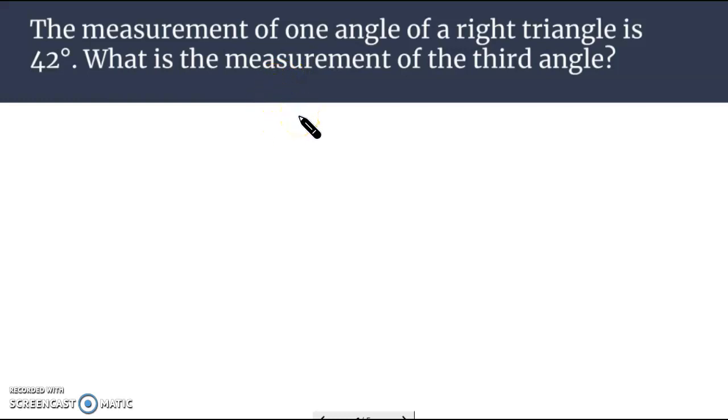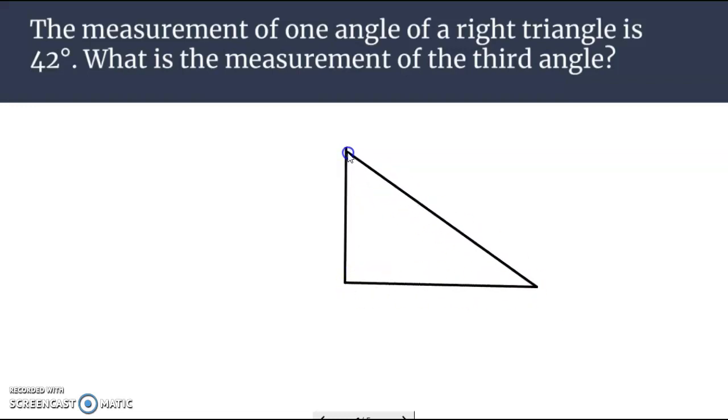In this problem, it says the measure of one angle of a right triangle is 42 degrees. What's the measure of the third angle? Well, a right triangle, as we know, has 90 degrees for one of the angles. So we can note that here, 90 degrees. The other angle, 42.